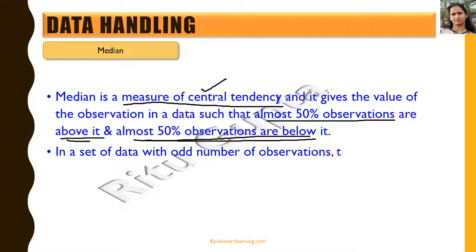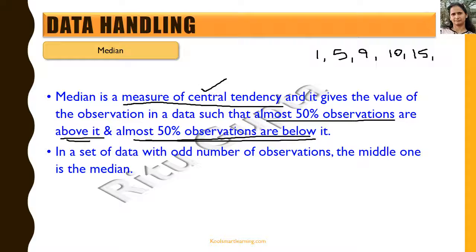Now in a set of data with an odd number of observations, the middle one will be the median. Say for example, we have a set of data like 1, 5, 9, 10, 15 and 17. Now we can add another one, say 19. So these are now 7 observations that we have.